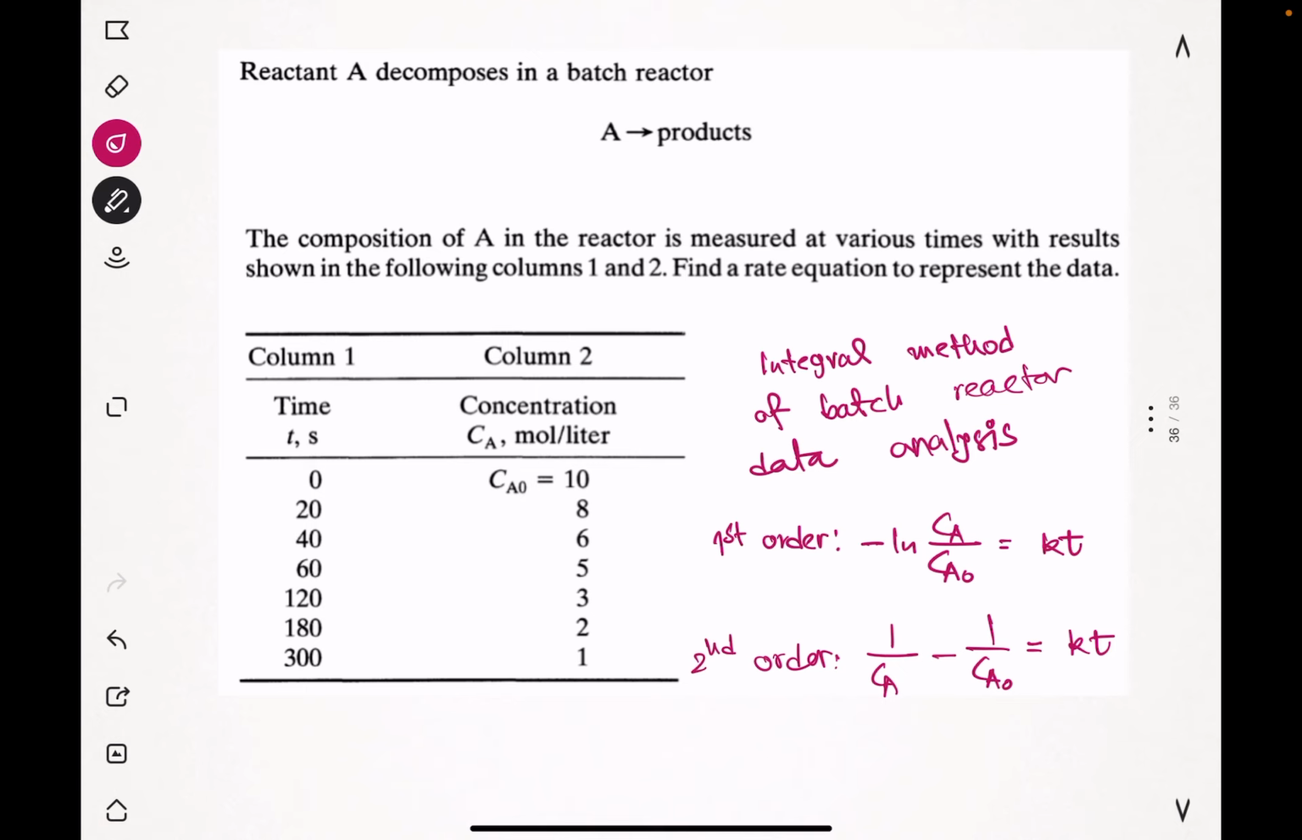So if we want to check whether our experimental data fits with first order or not, we have to make a plot of ln CA versus t. And if we want to check our data for second order, we have to plot 1 by CA versus t. So using our column 2, we have to calculate both ln CA and 1 over CA to check whether the data is fitting first or second order kinetics.